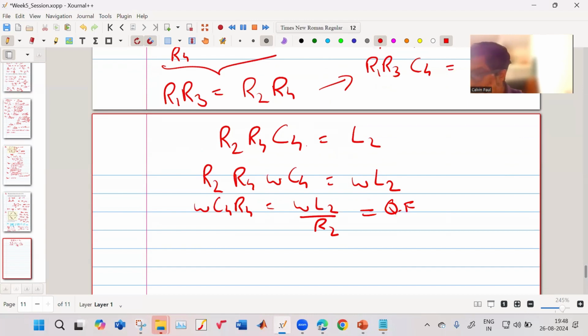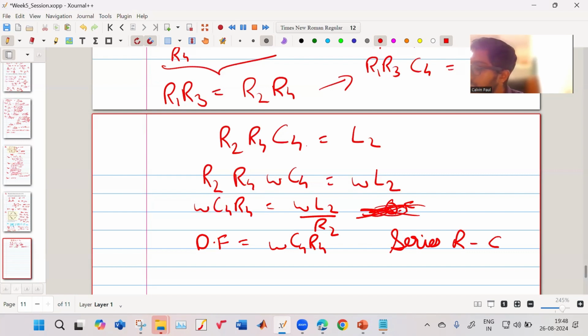And this is my dissipation factor. Omega C4 R4 is the dissipation factor, right? Yes, sir, because it is in series, this series RC. So it comes like that. No, there's a mistake. So my dissipation factor is omega C4 R4, and they have given it to be 0.16.